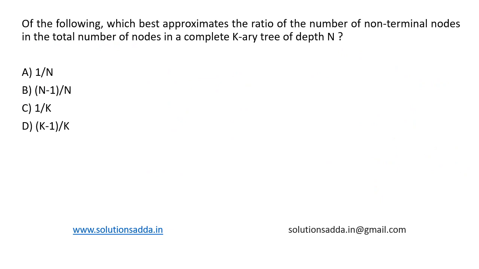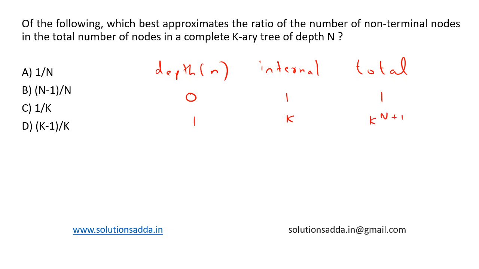This is a previous ISRO question. Of the following, which best approximates the ratio of number of non-terminal nodes to the total number of nodes in a complete K-ary tree of depth n? So, for depth n, the number of internal nodes and the total number of nodes follow this pattern. For depth 0, we have internal node and total number of nodes as 1. For depth 1, we have number of internal nodes as k and total number of nodes as k to the power n plus 1, which is equal to k square. For depth 2, we have k square here. Here we'll be having k to the power 3. So similarly, for depth n, we have k to the power n, and here we have k to the power n plus 1.